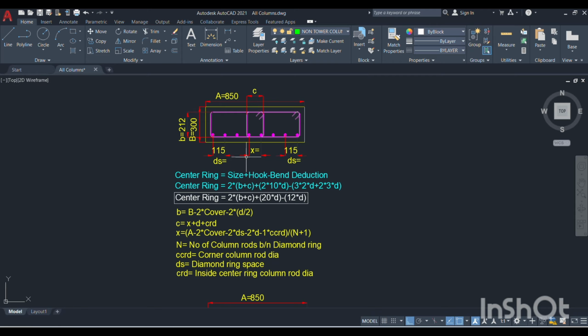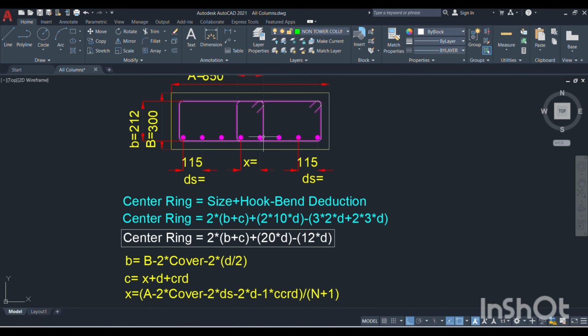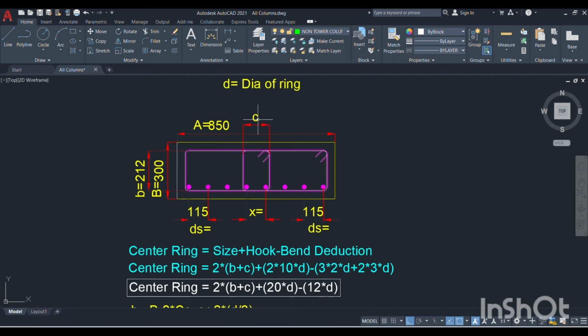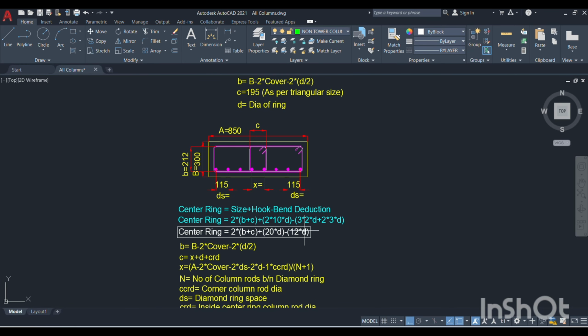C is equal to X, the X we calculated, plus D. D means here half of the ring dia and here half of the ring dia, then one ring dia will come. Then CRD means here half of the center column rod dia and here half of the center column rod dia, then one column rod dia will come. Then we got this C value. Once this C value comes, then C 2 times and B 2 times, plus 2 hook and bend deduction, then this center ring column rod cutting length comes.